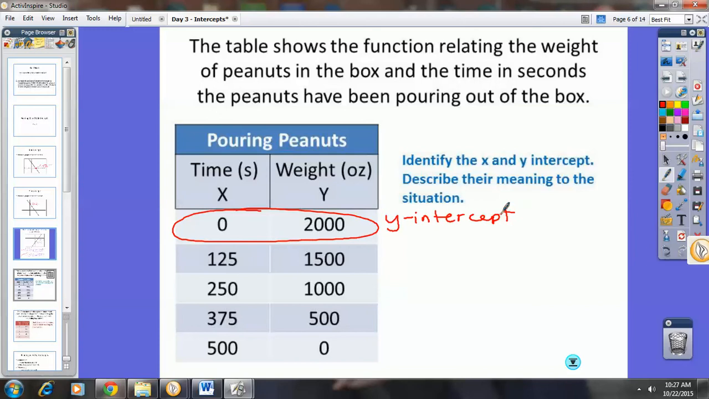It wants us to describe what's happening at this point in time. When the time is 0 and the box weighs 2,000 ounces, tell me what's happening. Has the box emptied yet? The box is full. The box is full of peanuts. So describe the meaning to the situation. Describe that y-intercept. I'm going to say the box is full of peanuts. You might say the box hasn't begun to empty yet.